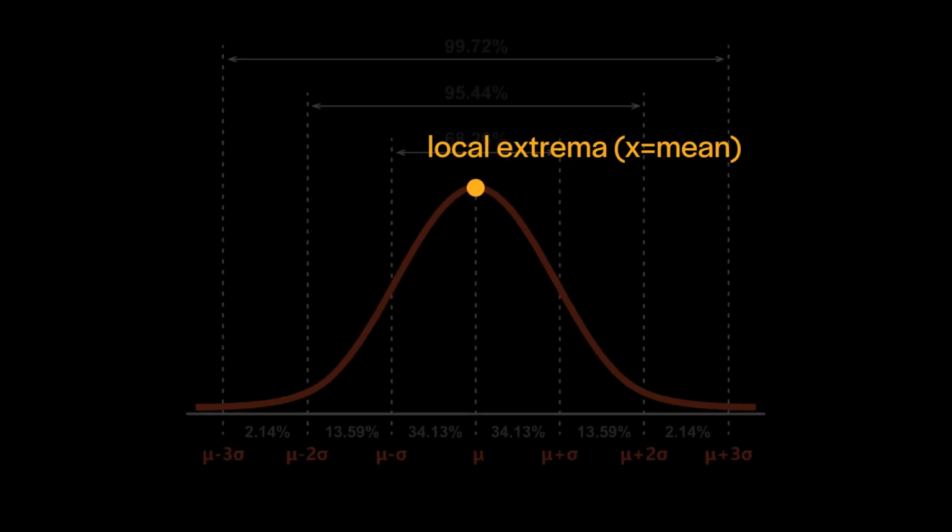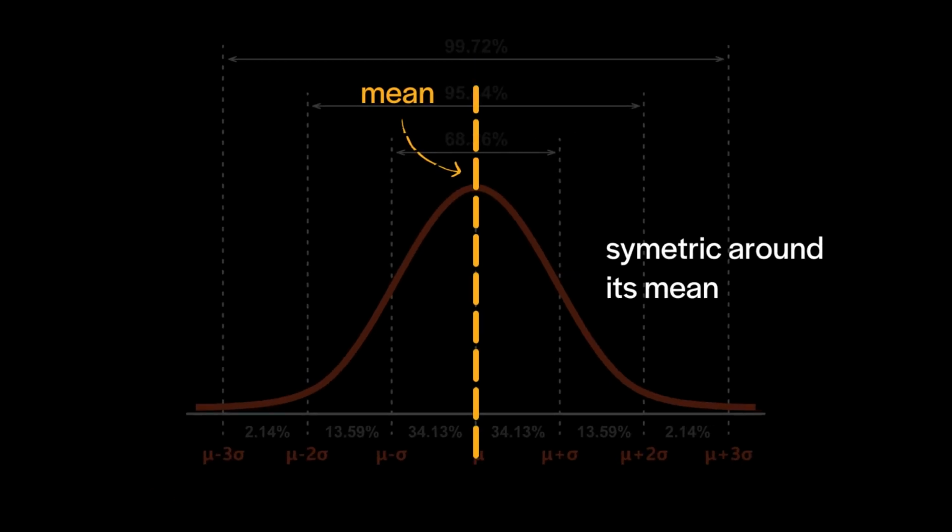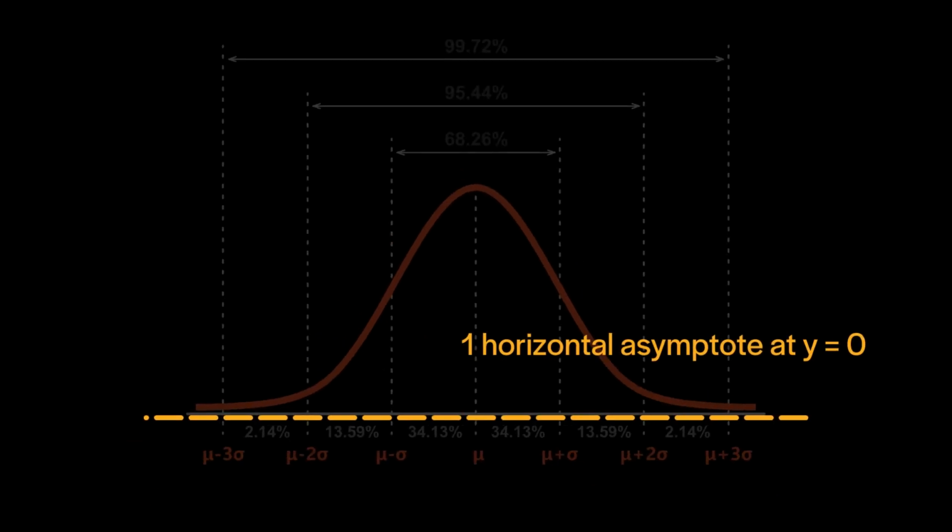By examining its first derivative and second derivative, the bell curve has one local extremum at x equals mean and two inflection points at x equals mean plus or minus 1 standard deviation. The bell curve is symmetric around its mean. As x approaches infinity or negative infinity, the bell curve approaches zero. Therefore, it has one horizontal asymptote at y equals 0.